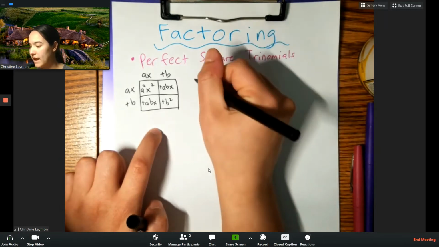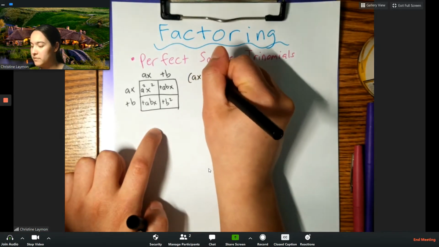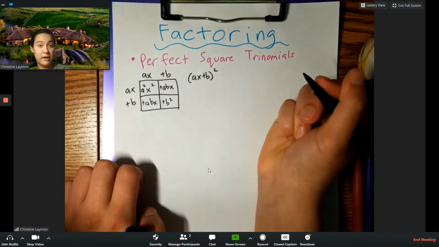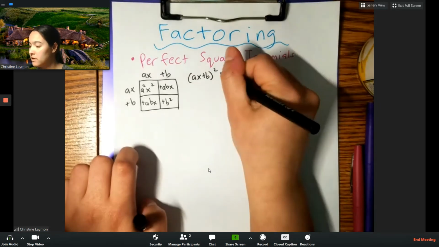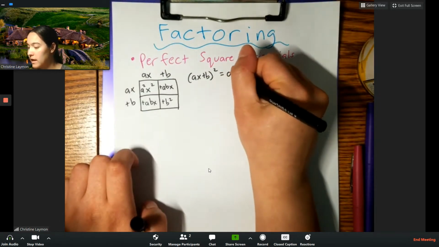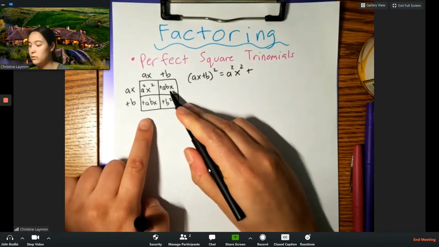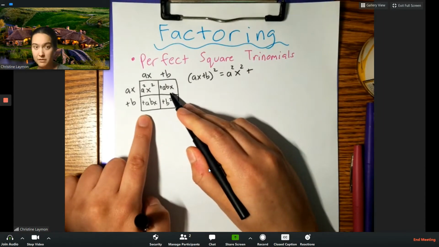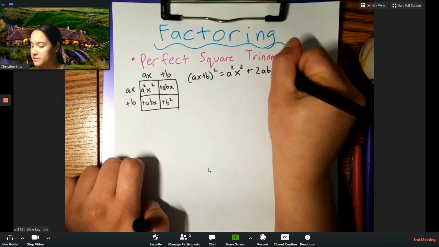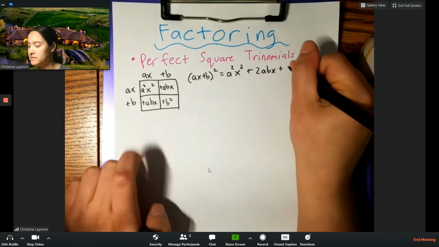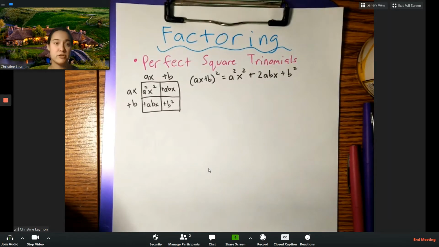So what I have here can be written like this. What I've been talking about is ax plus b squared. Again, that means times itself. That's what we did here. This became a squared x squared plus, notice these two boxes are the exact same thing, so I have 2abx plus b squared. This is the pattern of perfect square trinomials.